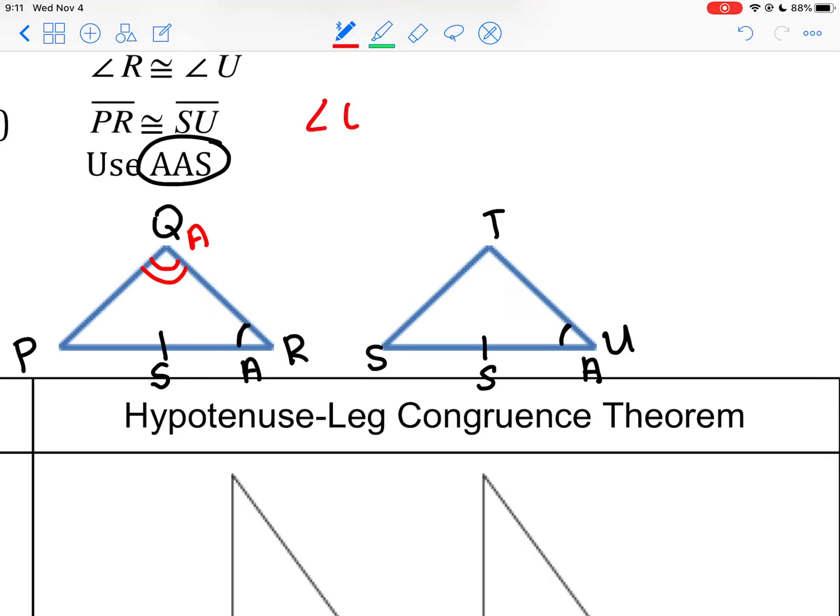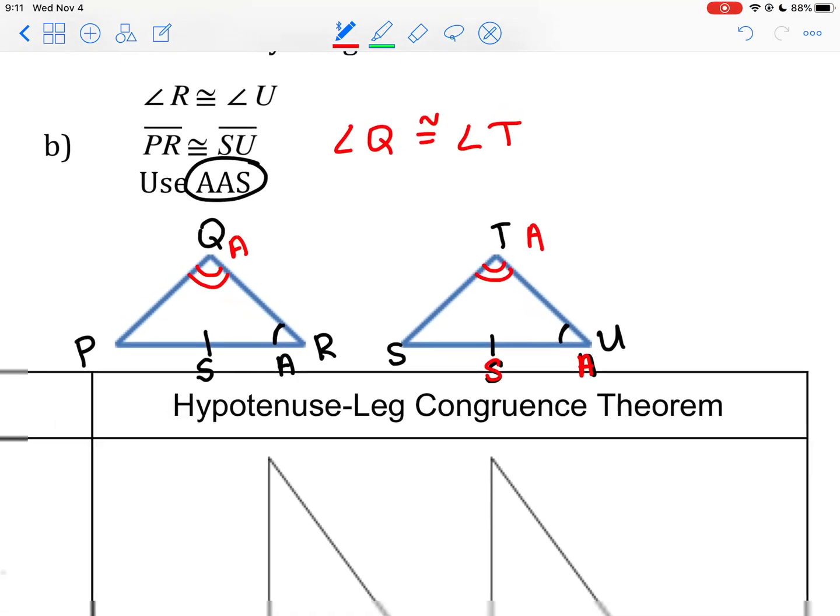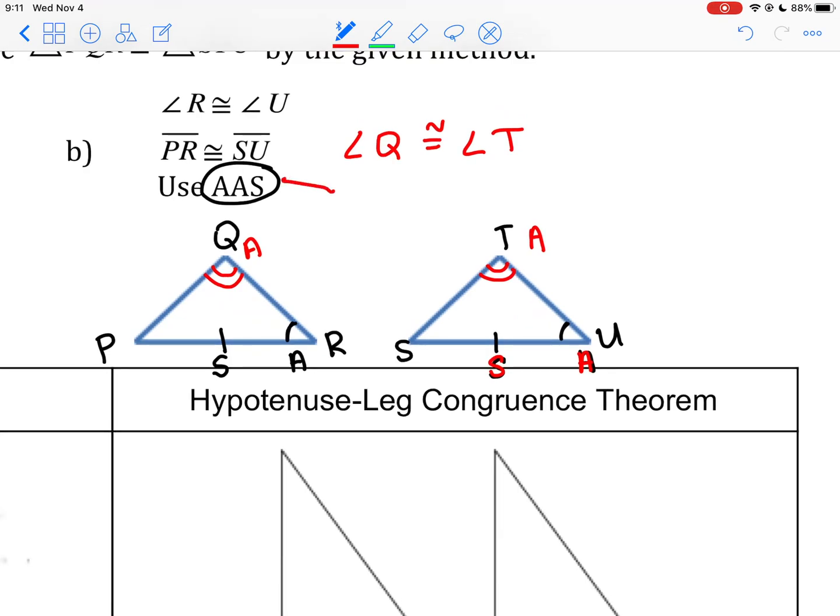So I'm going to say that angle Q is congruent to angle. So in the other one, to complete that, the last thing I need, the non-included side, would make it angle T in this second triangle. So if I used P and S again, that would make the segment be the included side instead of the non-included side. So angle Q is congruent to angle T would help me complete this proof by angle, angle, side.